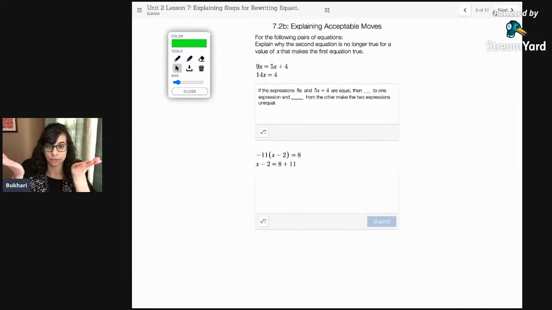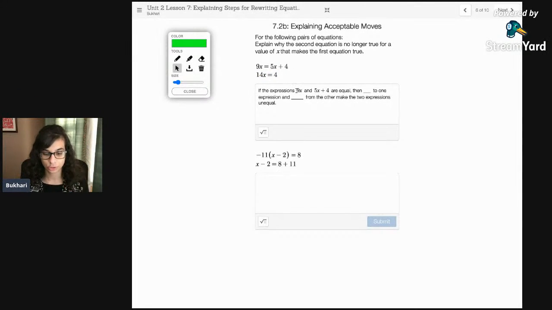Remember, we talked about balance. You always want your equation to be in balance. So whatever you do to one side of your equation, you must do to the other side. And you can see that in the first one, right? 9x equals 5x plus 4, so we have two expressions, one on the left side, one on the right side, and the result is 14x equals 4.